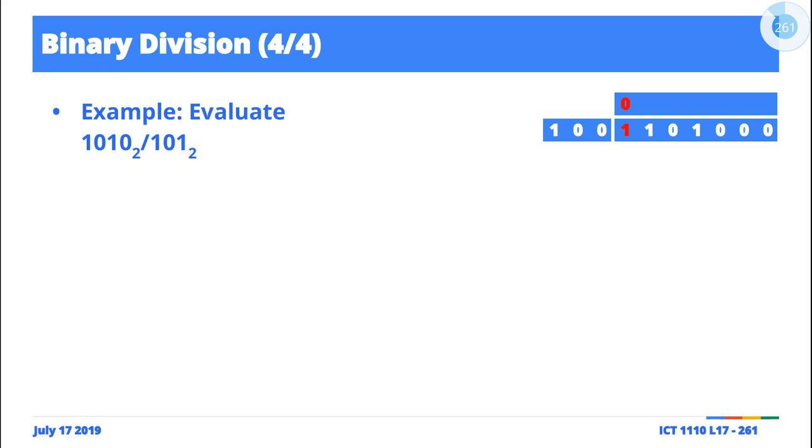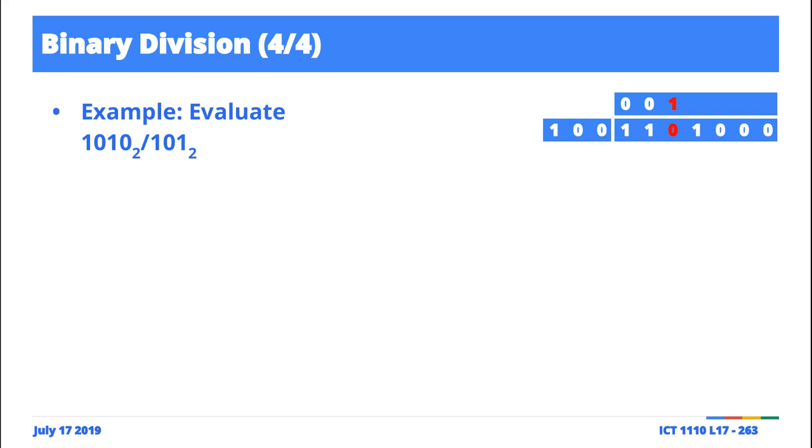So we write 0. We shift to the next bit. 1 divided by 100. Again, this is much smaller than this, so we shift to the next bit. Right? We know that this is greater than this, so this can go into there one time. Right? 100 into 110 is 1.